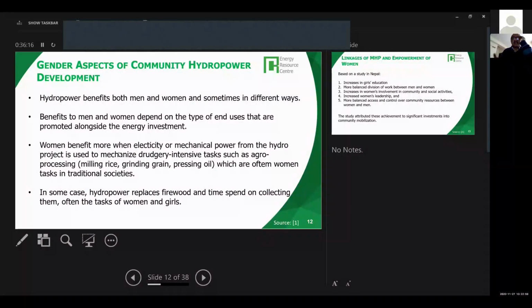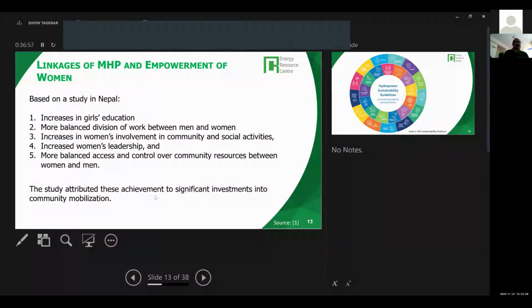And in some cases, hydropower replaces firewood. Collecting firewood is often the task of women and girls. From a gender perspective, the benefit is greater if firewood is replaced or if agro-processing activities are supported by hydropower, because instead of a manual process, you have electricity or mechanical power from a water mill, which can provide these services. So gender is an important aspect also.